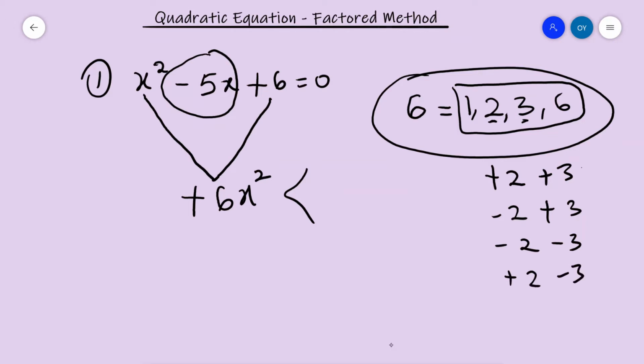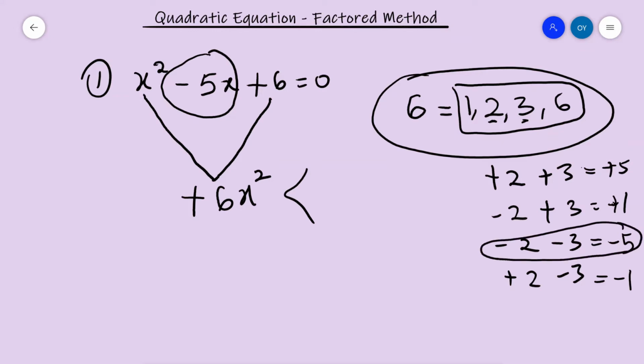When we add, we have plus 5. The next one, minus 2 plus 3 is plus 1. Minus 2 minus 3 is minus 5. Then plus 2 minus 3 is negative 1. So the one that gives us negative 5 is this. And of course, when we multiply it together, we have plus 6. So those are the factors we'll be working with today.